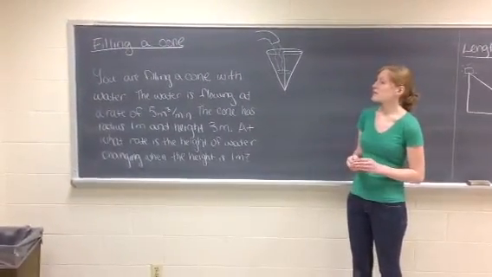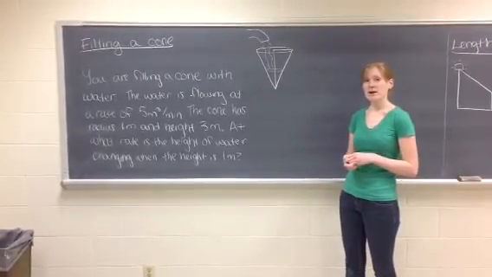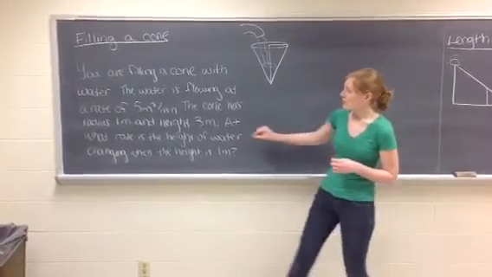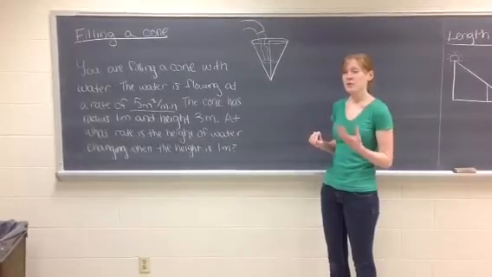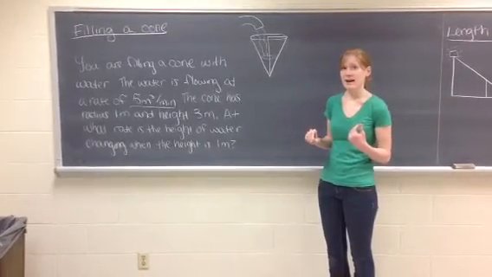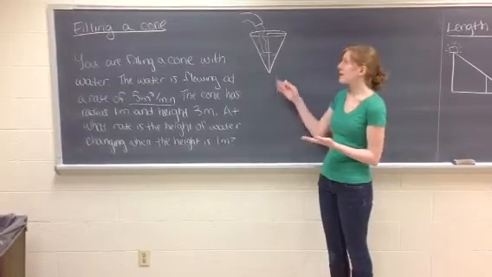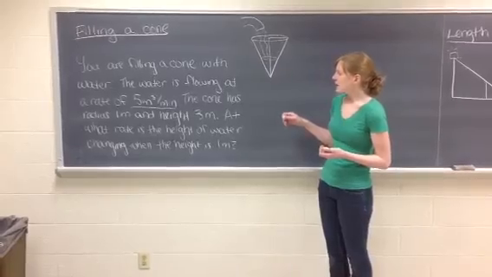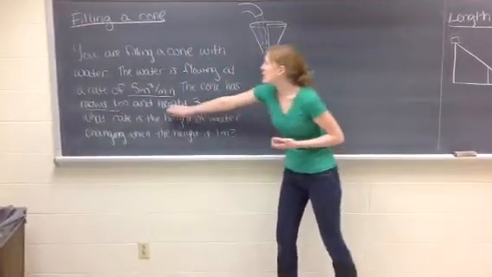Okay, so the first step is to draw a picture, which I've already done for us. Now we want to label what we know, step 2. Well, what do we know? We have the rate that the water is flowing in at, which we want to think about as the derivative of volume with respect to time, because that's going to be how much the volume of water is changing. We also know the cone has radius 1 meter and height 3 meters.